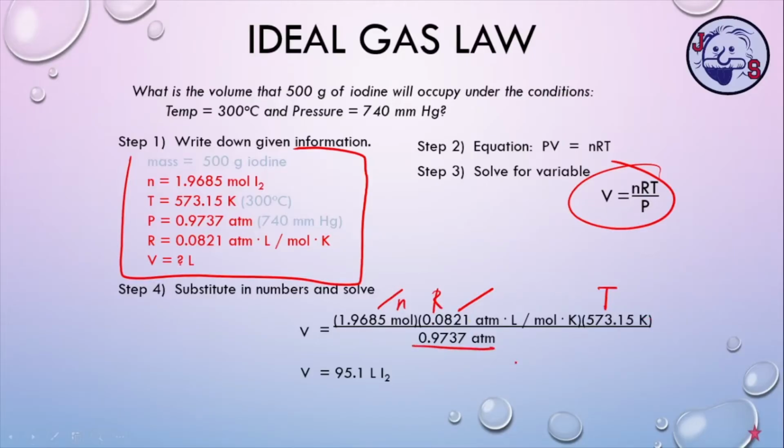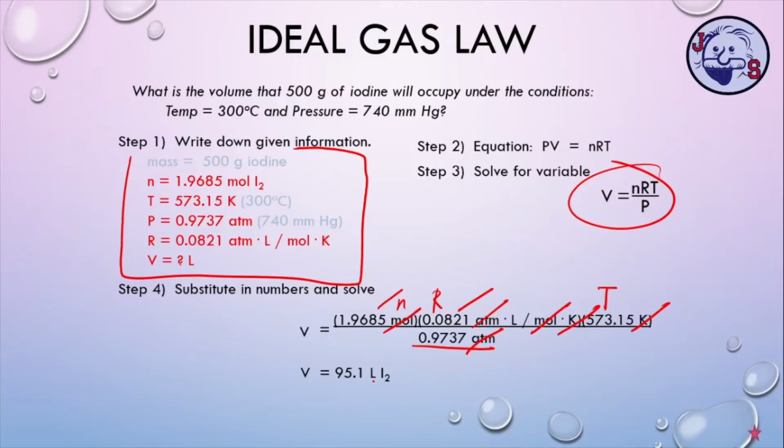The reason why it is atmosphere is because of this: you cancel the Kelvin and cancel the atmosphere. Now, imagine if this one is in millimeters of mercury. Can you cancel the atmosphere and millimeters of mercury? No. Only by having the same unit can you cancel that unit. So always remember that.